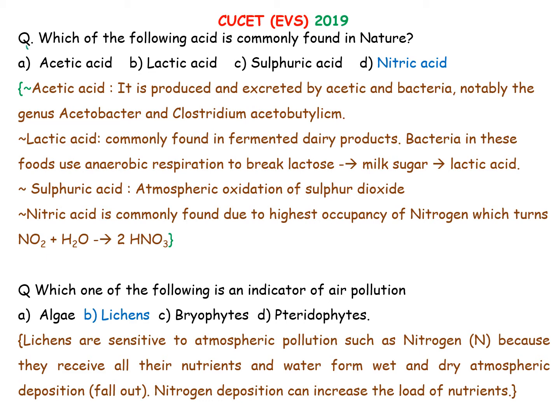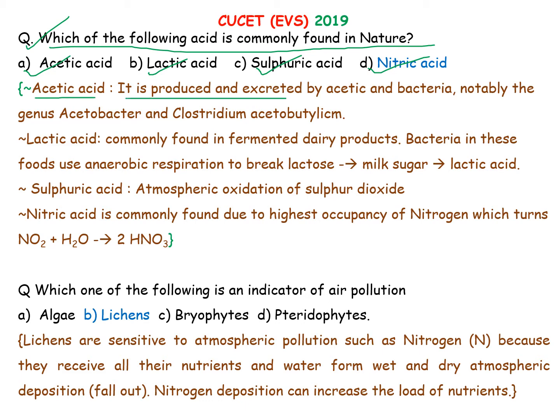So moving on to the next question. Which of the following acids is commonly found in nature? It is given here: the first option acetic acid, second option lactic acid, third sulphuric acid, and fourth nitric acid. So let us discuss the acetic acid.